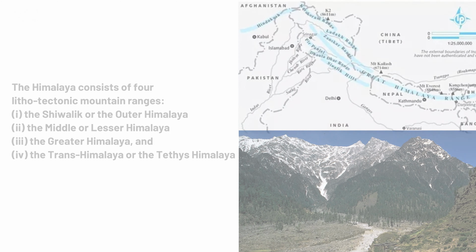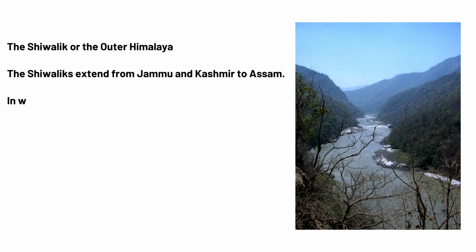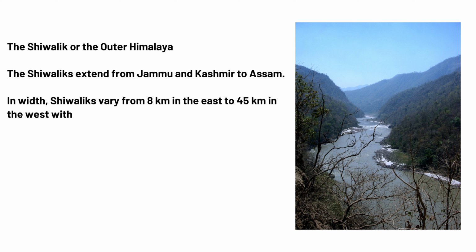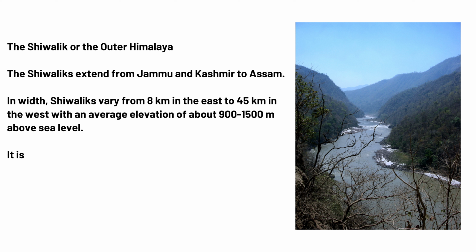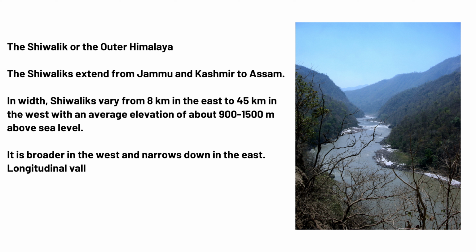This is the Shivalik or the outer Himalaya. On the right hand side, you can see Ganga river. It is actually cutting through the Shivaliks. Shivaliks actually vary from 8 km in the east to 45 km in the west, with an average elevation of 900 to 1500 meter above sea level. So basically Shivalik is broader in the west and it narrows down in the east.